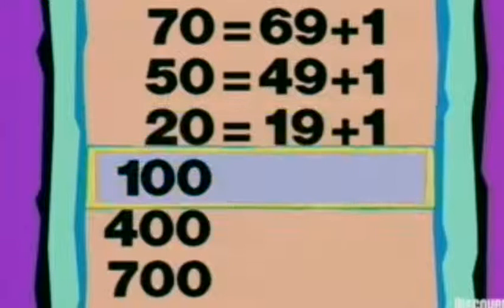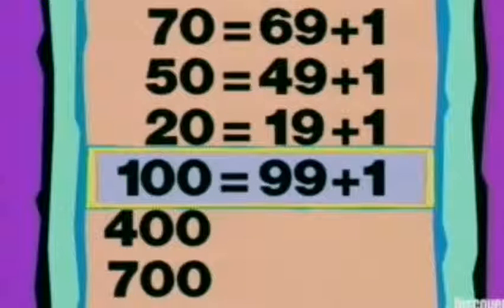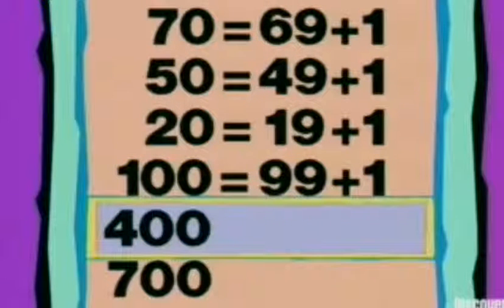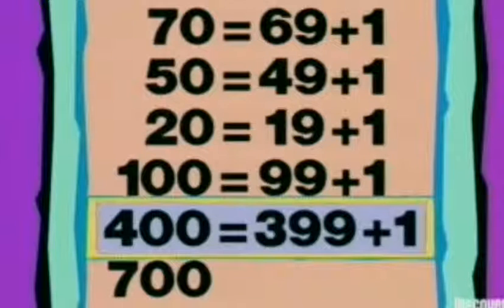The next number is 100. 100 equals some number plus 1. What's the missing number? Yes, 99. 100 equals 99 plus 1. The next number is 400. This one is hard. 400 equals some number plus 1. The number that is 1 less than 400 is 399. 400 equals 399 plus 1.